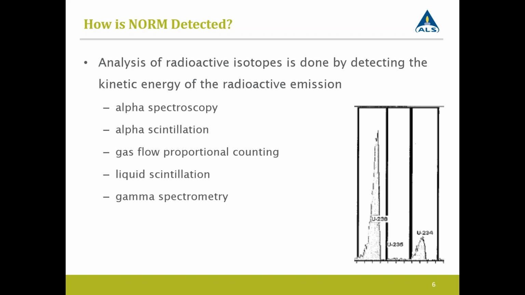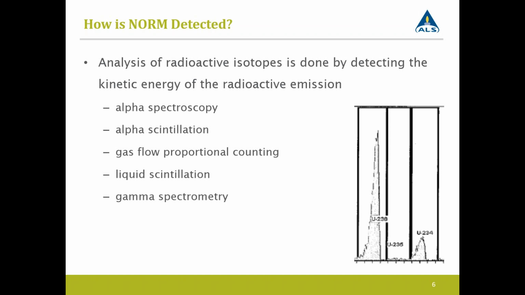So how do we look for norm? How is it analyzed? Each isotope has a certain kinetic energy level, and the energy of the emission is what is being analyzed on the instrument. For the analyses, you'll have several different methods or technologies that can be used for the analysis. You have alpha spectroscopy, alpha scintillation, gas flow proportional counting, liquid scintillation, and gamma spectrometry.